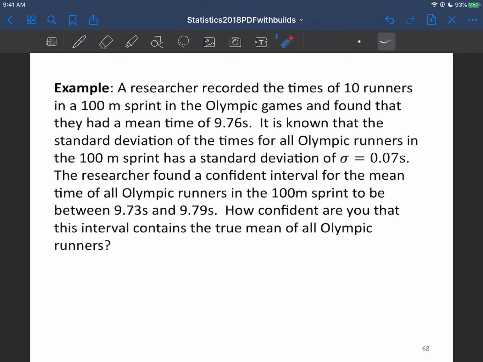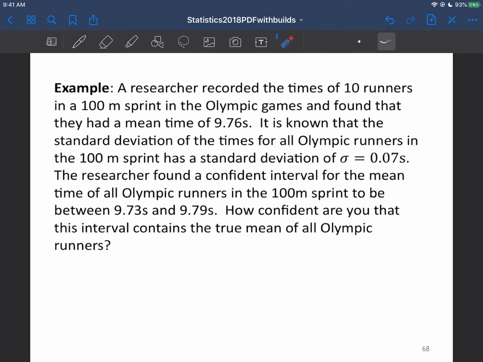Let's look at one more example. A researcher recorded the times of 10 runners in a 100-meter sprint in the Olympic Games and found that they had a mean time of 9.76 seconds. It's known that the standard deviation of times for all Olympic runners in the 100-meter sprint is 0.07 seconds. And the researcher found a confidence interval for the mean time of all Olympic runners to be between 9.73 seconds and 9.79 seconds. How confident are you that this interval contains the true mean of all Olympic runners?